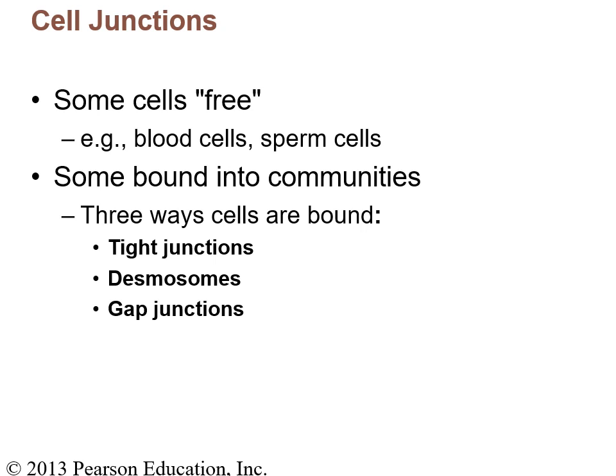Now, cell junctions. We just talked about cells being hooked together, but some cells are free. Blood cells are free, sperm cells are free. They can travel from place to place. But some are bound into communities, and there are 3 different ways that they're bound together. The 3 different types are called tight junctions, desmosomes, and gap junctions. So let's look at these.